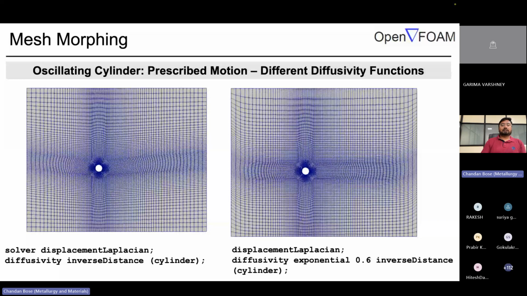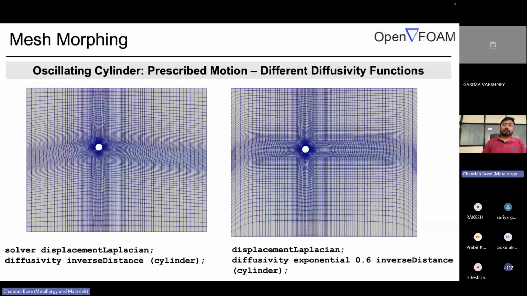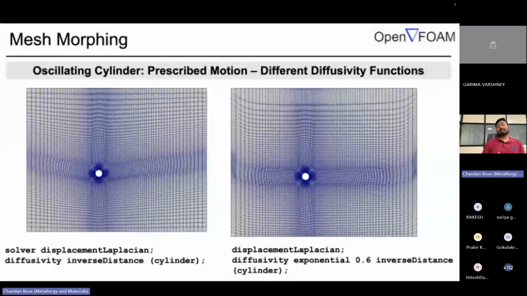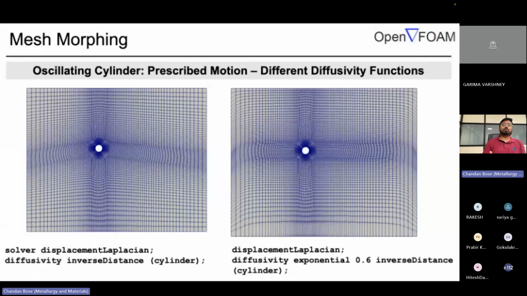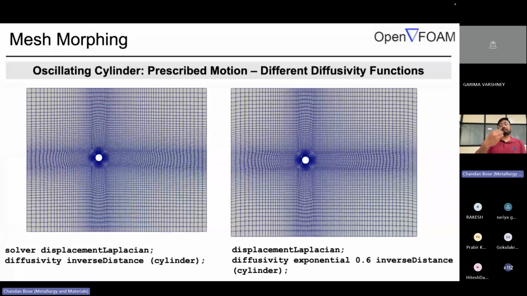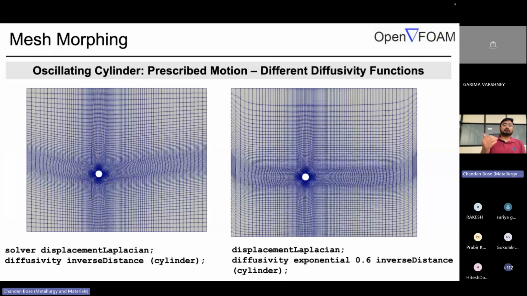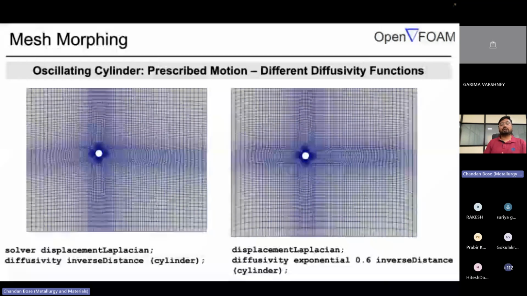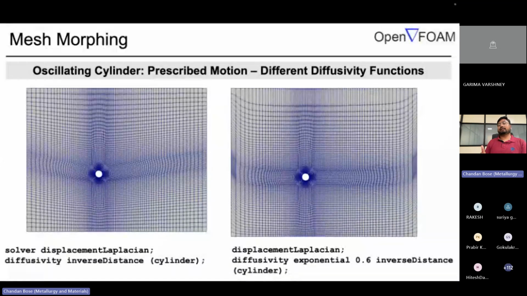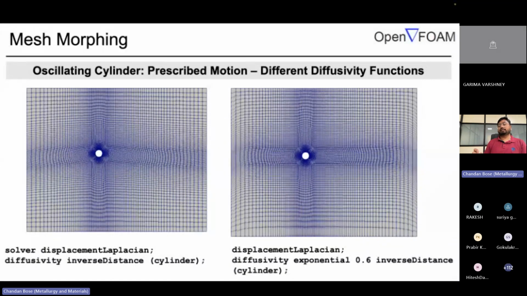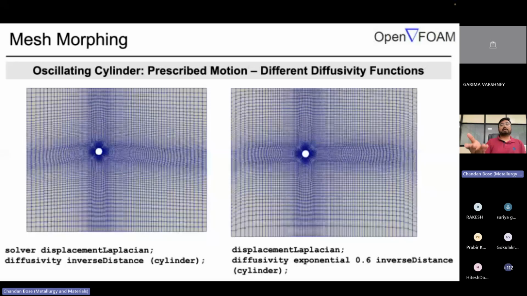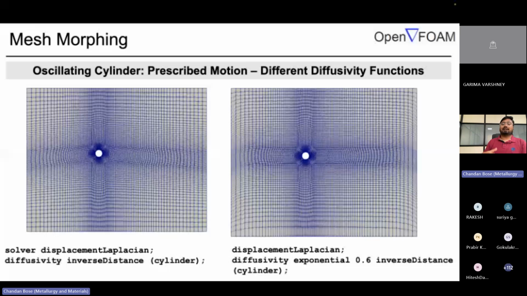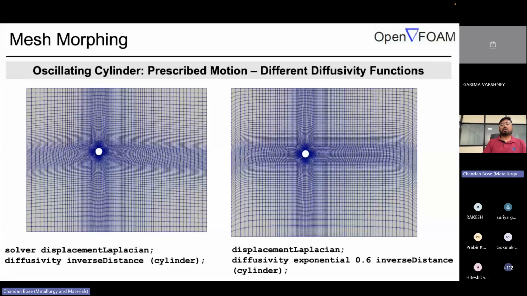Now, the comparison of different diffusivity functions, right? I told you that when you solve this displacement Laplacian solver, that means you are indirectly solving a Laplacian equation to identify the mesh displacement points in your different time steps as the body moves. You can use different diffusivity functions. The previous one I showed is inverse distance. If we change that diffusivity function to exponential with an exponential coefficient of 0.6, your mesh will move in this way. So this is also important, what type of diffusivity function you are using for mesh morphing.